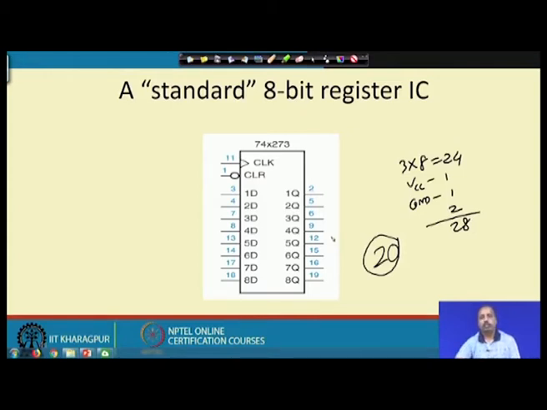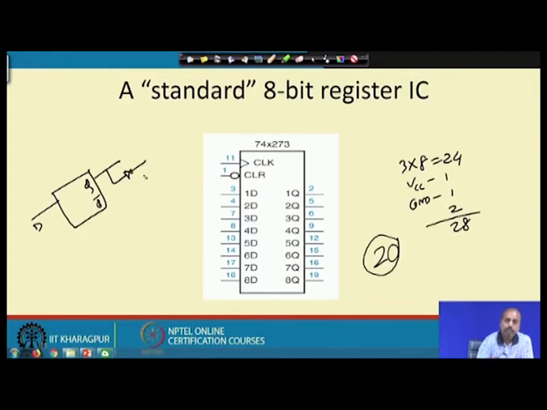If externally you really need the Q bar line in your design, you can put an inverter and do it. What I mean is that you have this D line and this Q line. Q bar pins are not taken out. If you need the Q bar externally, put an inverter here and take the Q bar from there. But in most cases we do not need both Q and Q bar lines. That is why many chips will not have explicit Q bar lines in them.